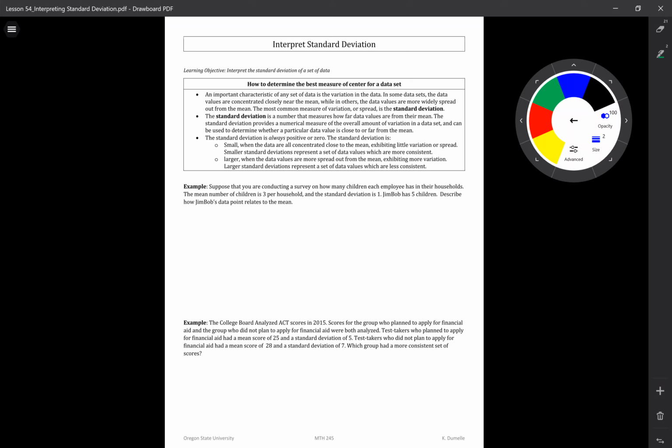Suppose that you are conducting a survey on how many children each employee has in their households. The mean number of children is 3 per household, and the standard deviation is 1. Jim Bob has 5 children. Describe how Jim Bob's data point relates to the mean. If I draw a number line here, my mean here is 3. That is my mean number of children in the household. And then my standard deviation is 1.